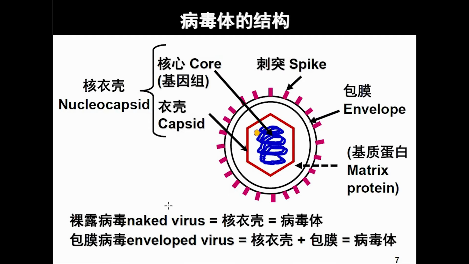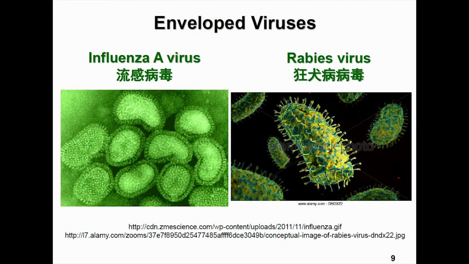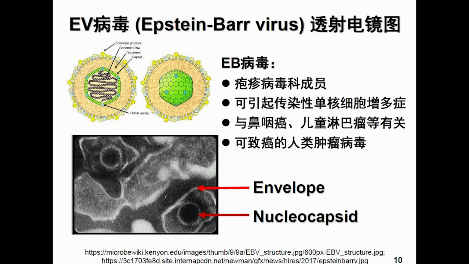I already told you there are two types of virus: naked virus and enveloped virus. Naked virus doesn't have an envelope and spikes, whereas if it contains an envelope and spikes, it's called a virion. So naked virus is without the envelope, enveloped virus is with the envelope and protein. Examples are influenza A virus and rabies virus.